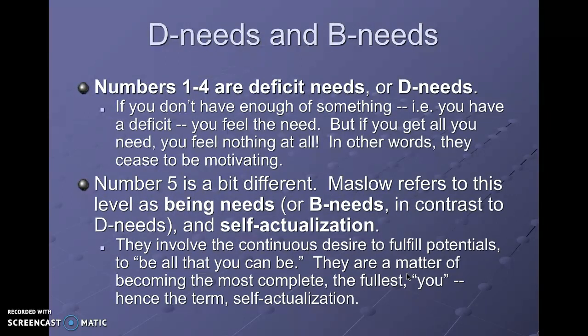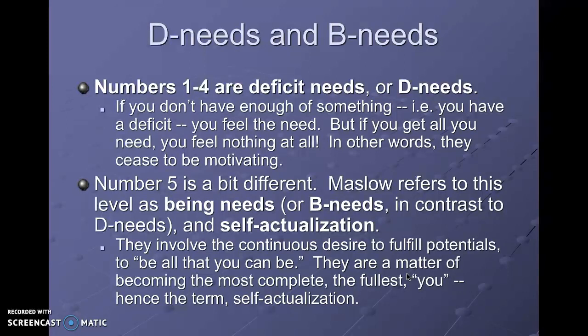So the numbers 1 through 4 are the deficit needs, what he calls D needs. In other words, you have to make sure that one of them is met before people will put energy into the other. So if you're hungry and thirsty, thirst is more needed than hunger. They will look for water first before they'll look for food. But if they drink the water, then they'll concentrate on the food. So in other words, they cease to be motivating once the needs have been met.